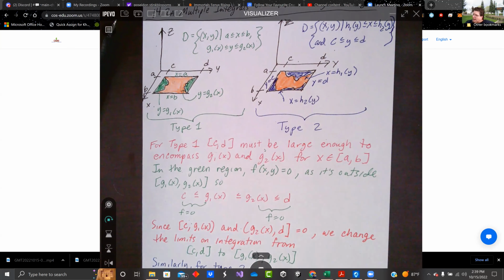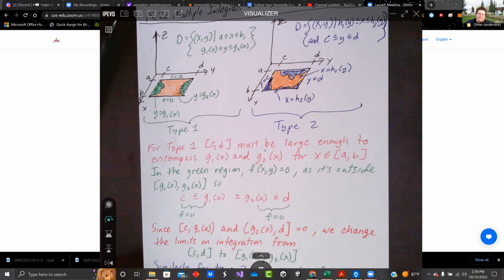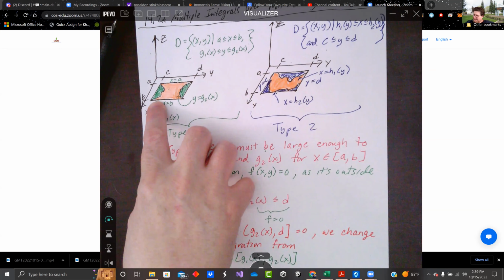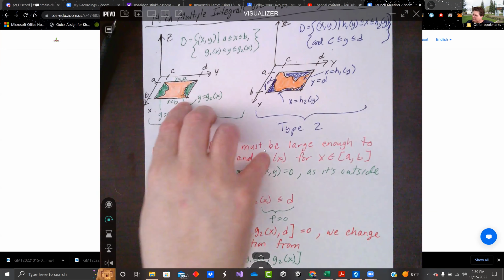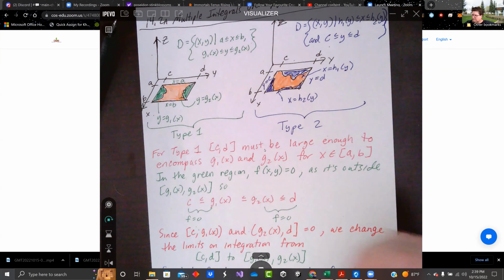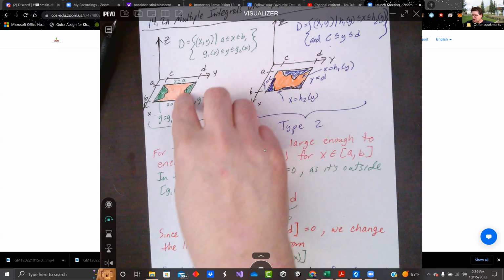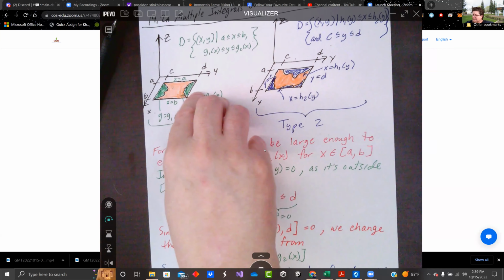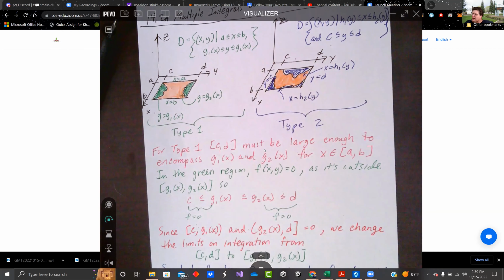Okay. The green region is 0. The area we're looking at is only the orange. So we could treat this as rectangular, where we're looking at C going up to G1 of x, the left line. That's less than the value in the middle, which actually has a value when we evaluate the function. And then G2 is less than D. This is going just left to right.